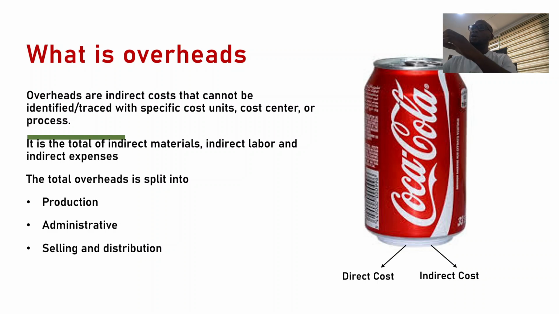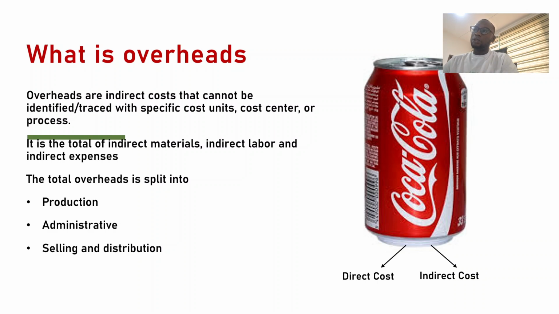Again, if you look at the content of the Coca-Cola, the liquid in it, you can have something like sugar, color, corn syrup, whatever they use, water, and the rest. Whatever they use in the production of the Coca-Cola liquid in the can, any cost associated with that is a direct cost because they are traceable to the Coca-Cola.